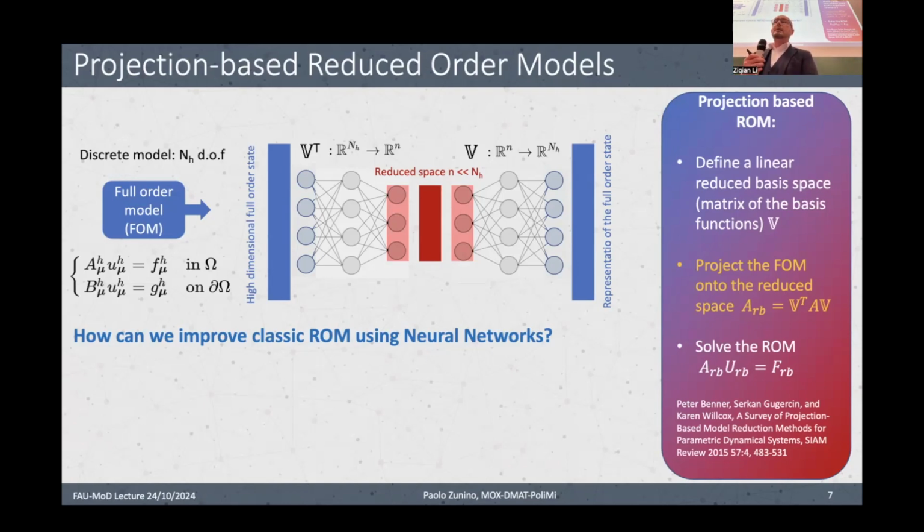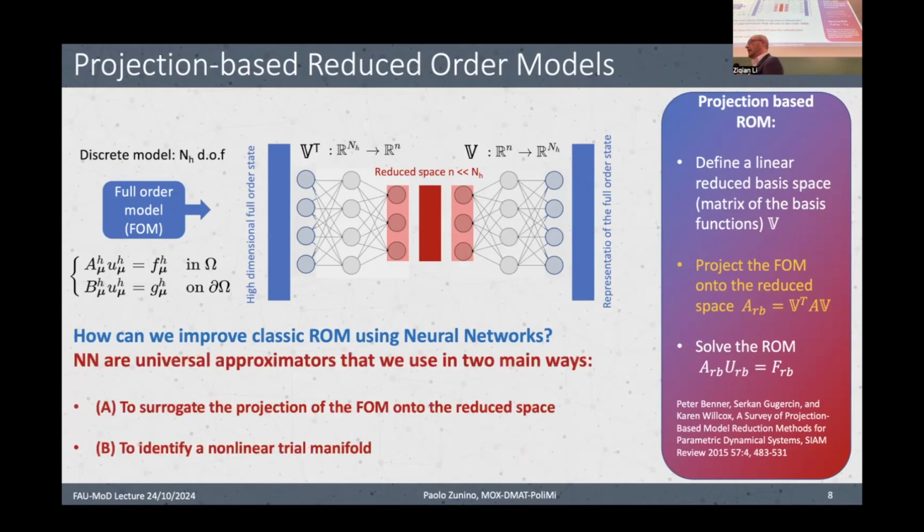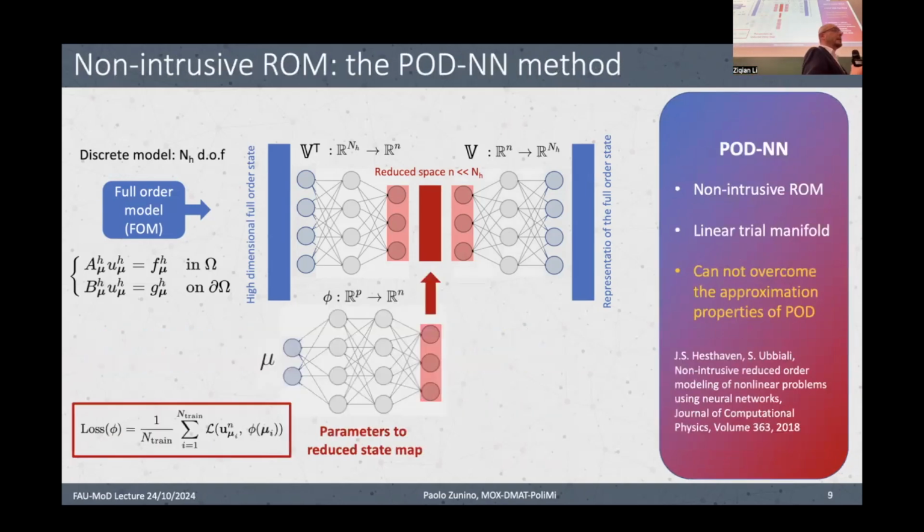This is, of course, limited if the affine decomposition is not available, and this is also limited by the linear representation of our reduced problem. And so neural networks can overcome both limitations. The first one, intrusiveness, can be attacked with an idea proposed a few years ago in a very successful paper by Professor Yannis Sardan and Stefano Rubiali, who proposed this method that today goes under the name of POD-NN, the neural network approach.